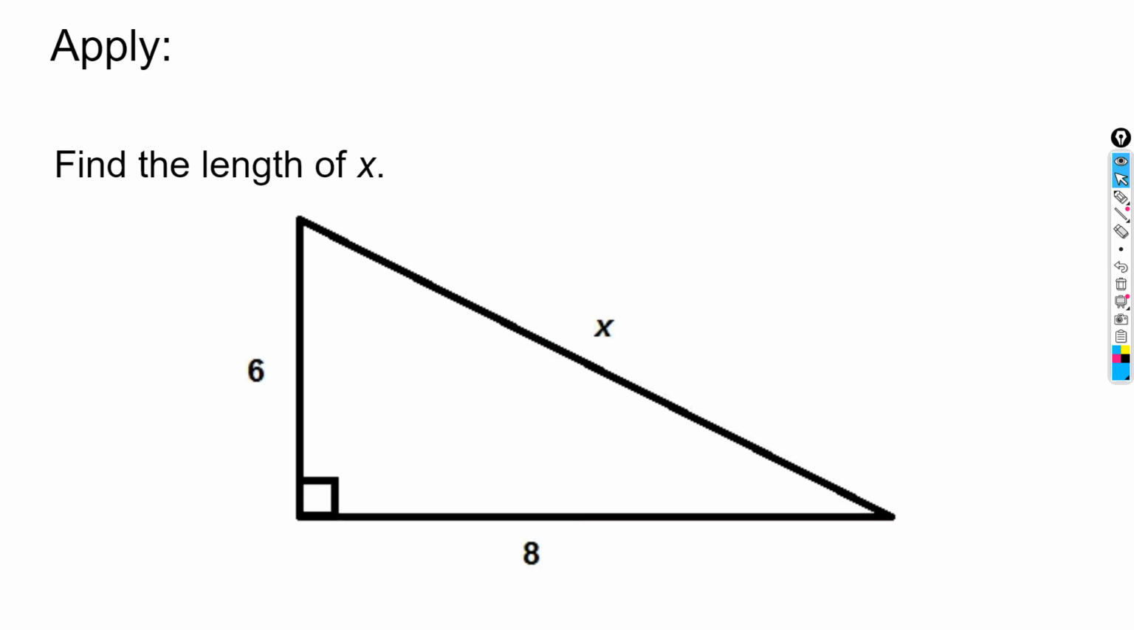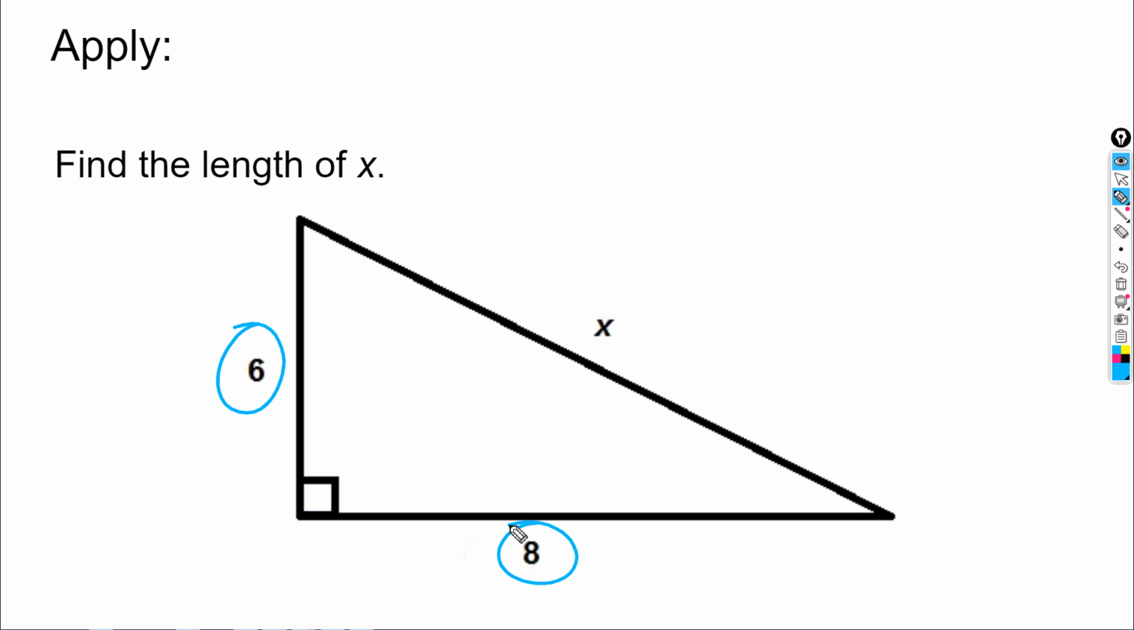This first one is extremely basic, and it's basic because we barely have to do any algebra. We have two sides here, the 8 and the 6, and we know they are legs because, again, they are forming this right angle here. They join together. This side and this other side form the right angle. They join at the right angle, and so those would be our legs.